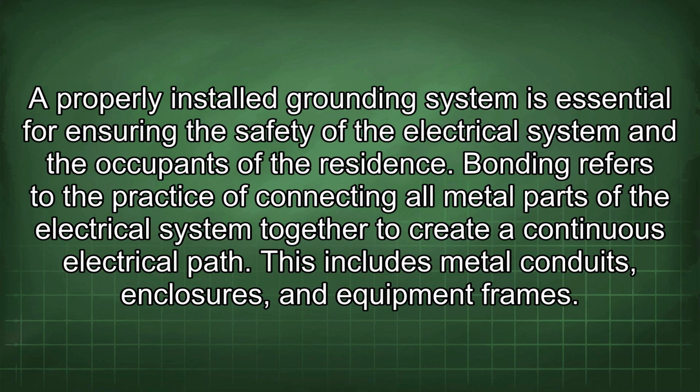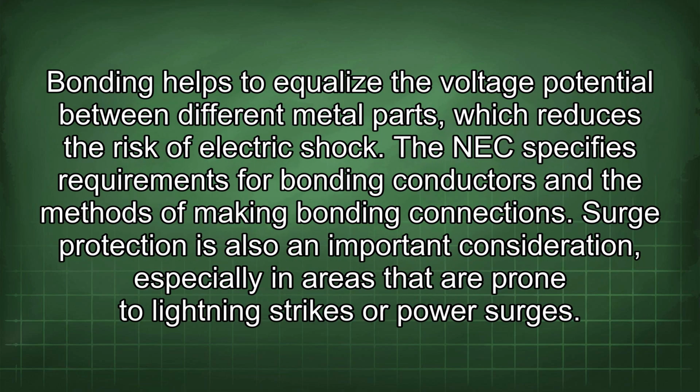A properly installed grounding system is essential for ensuring the safety of the electrical system and the occupants of the residence. Bonding refers to the practice of connecting all metal parts of the electrical system together to create a continuous electrical path. This includes metal conduits, enclosures, and equipment frames. Bonding helps to equalize the voltage potential between different metal parts, which reduces the risk of electric shock. The NEC specifies requirements for bonding conductors and the methods of making bonding connections.